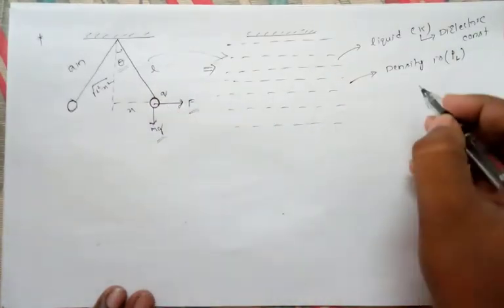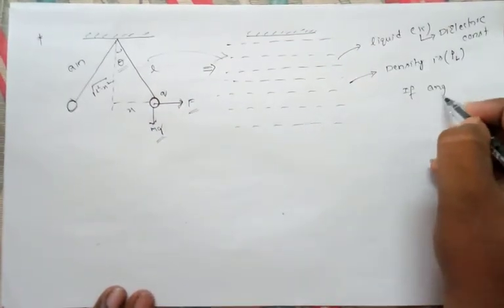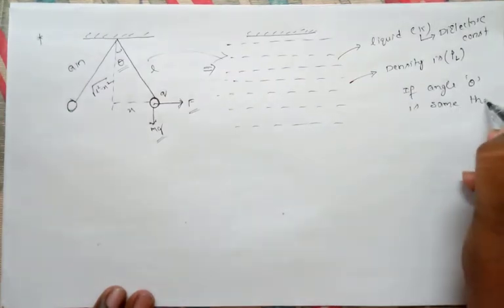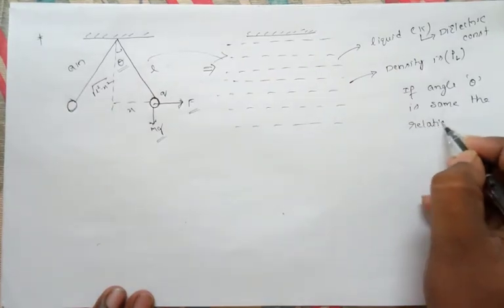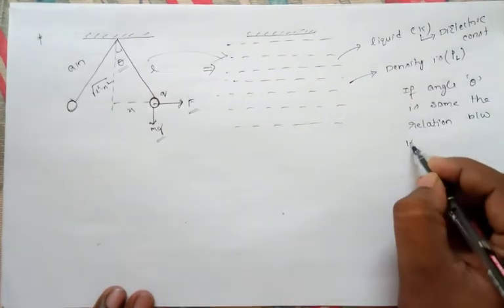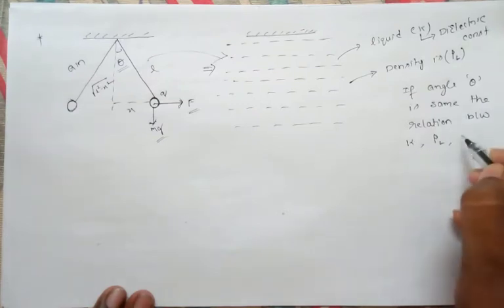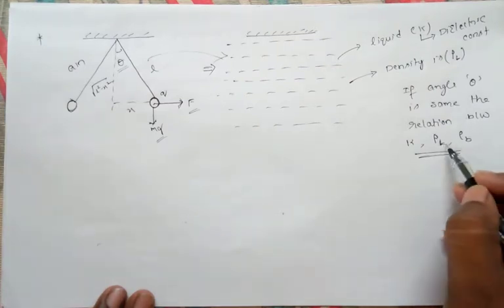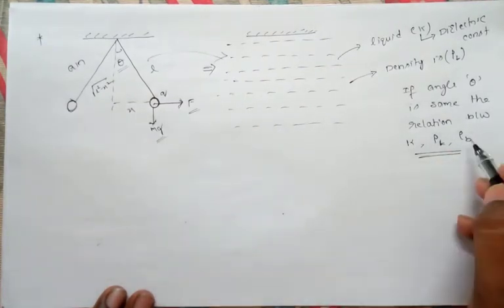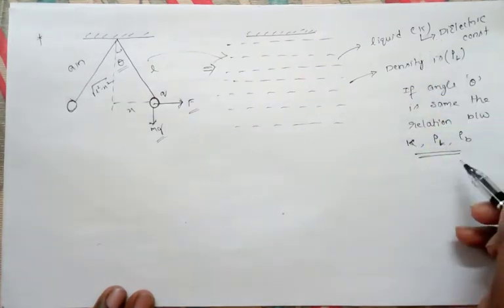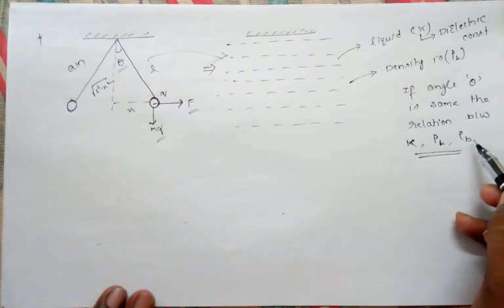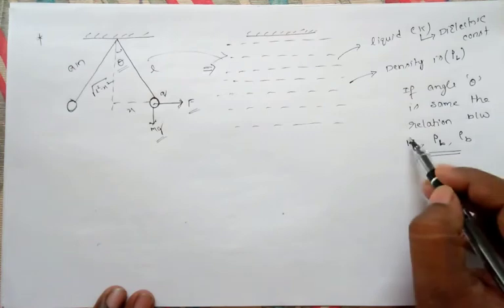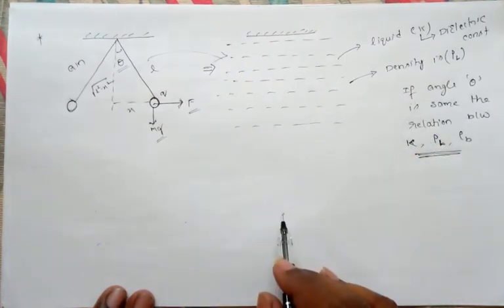So if the angle theta is the same, then the relation between K, the density of the liquid and the density of the body, this is the relation we have to find out. Sometimes they may give the density of the liquid and the density of the pith ball and ask what is the dielectric constant of the liquid, or if they give the dielectric constant, they will give the density of the ball and may ask you what is the density of the liquid. So if you know this relation, you will be able to solve such cases.